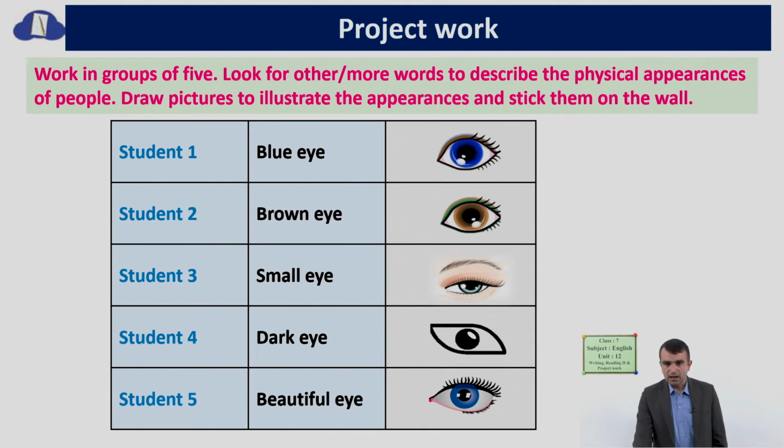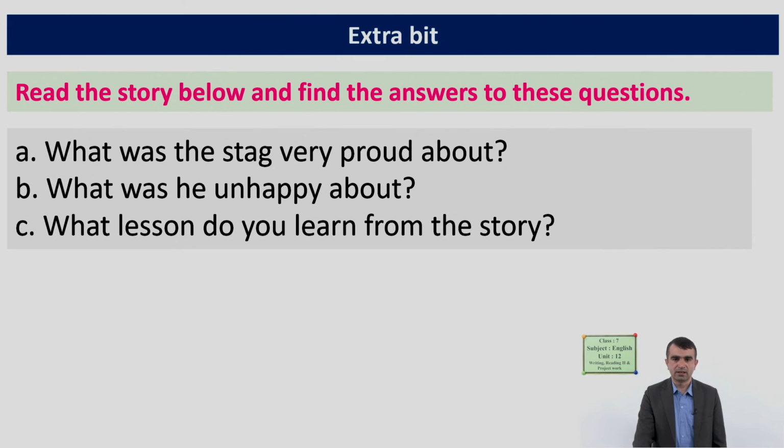Now after project work there is an extra bit. At the end of this unit there is an extra bit. In the extra bit, what is given? Read the story below and find the answers to these questions. The questions are: what was the stag very proud about? What was he unhappy about? What lesson do you learn from the story? 3 questions are there. So you can try finding out answers to these questions.